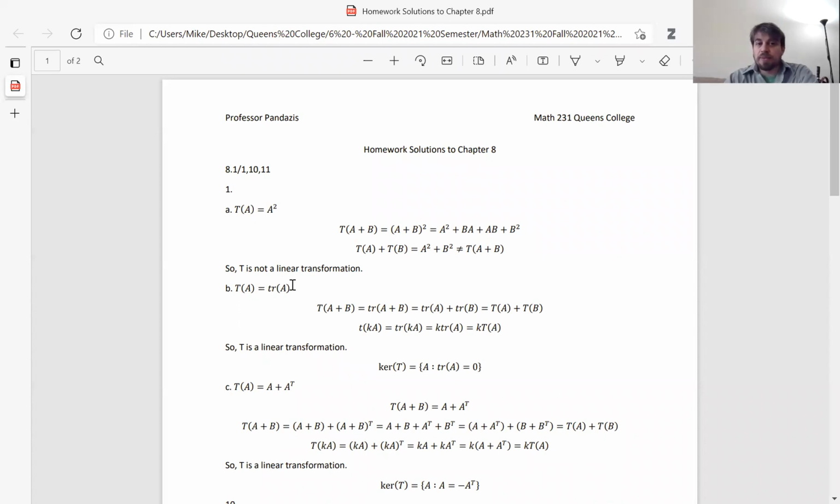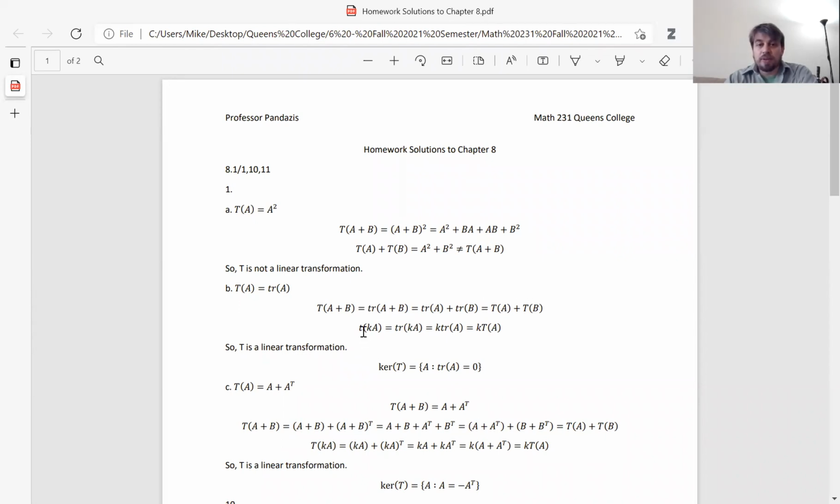Part B, T of A is equal to the trace of A, the sum of the entries on the main diagonal of A. T of A plus B is equal to the trace of A plus B. Well, if you take the trace of the sum of two matrices, it's equal to the sum of their traces. So this equals the trace of A plus the trace of B, and that equals T of A plus T of B. So T of A plus B does equal T of A plus T of B.